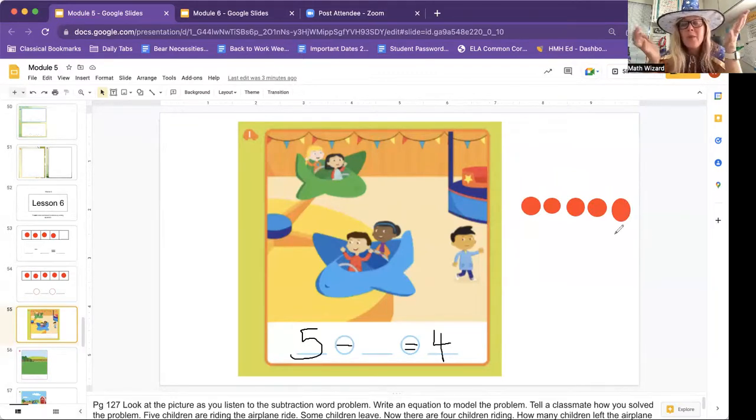And I don't know how many left, but I need to count backwards, right? I need to count backwards from 5 and stop when I get to 4. Okay, so here we're at 5, and I'm going to take 1 away. Now, how many do I have? 4. So stop, right? I started at 5 and I went back until I got to 4.